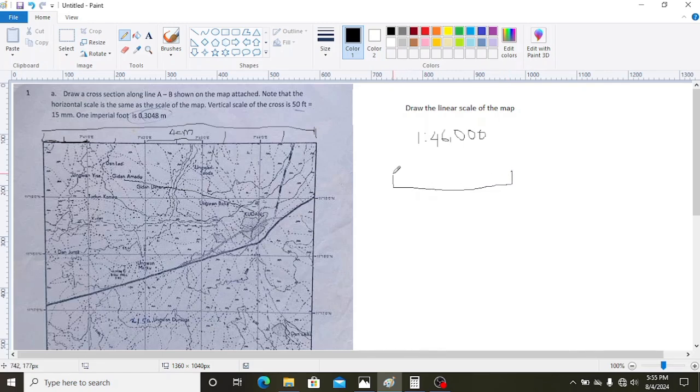So let me just draw it this way, maybe you understand it better. Graphical representation. So this is telling us that 1 centimeter is the same thing as 46,000 centimeters on ground. So what we're going to do now is to convert: 1 centimeter is equal to 46,000 centimeters on ground.